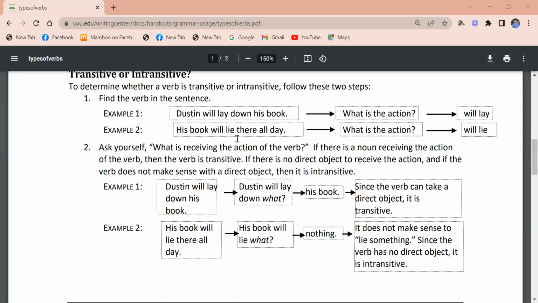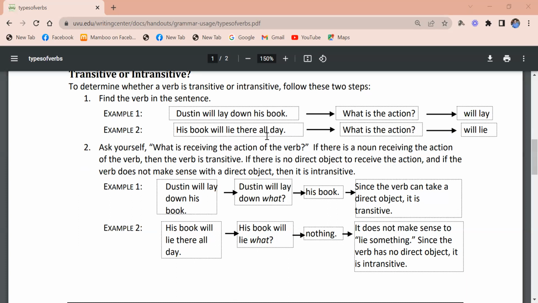His book will lie there all day. So what is the verb? Sorry, what's the subject? His book. This time, his book naman yung subject. What is the verb? Will lie. And how about the complement?